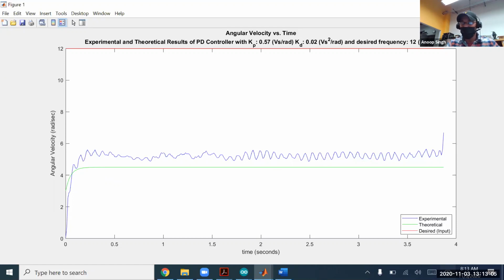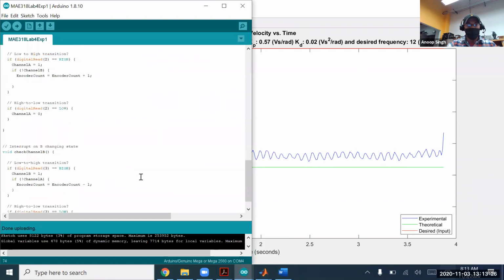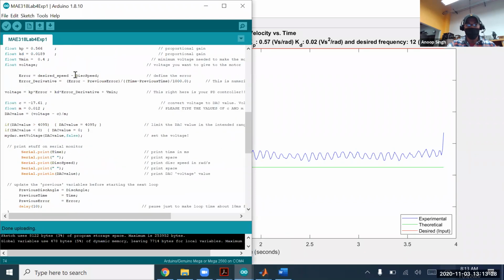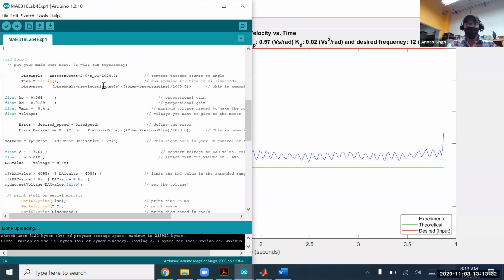And what are the reasons for this noisiness? Well, if you remember, the speed is obtained by differentiating the angle. So whenever you do the derivative, it makes the small errors pop up even more, because how do you do the derivative? It's the difference between the angles divided by the difference between the time. Here is your code. This is where you're doing the derivative of the speed. You're doing the time difference. You're differentiating the angle with the time.